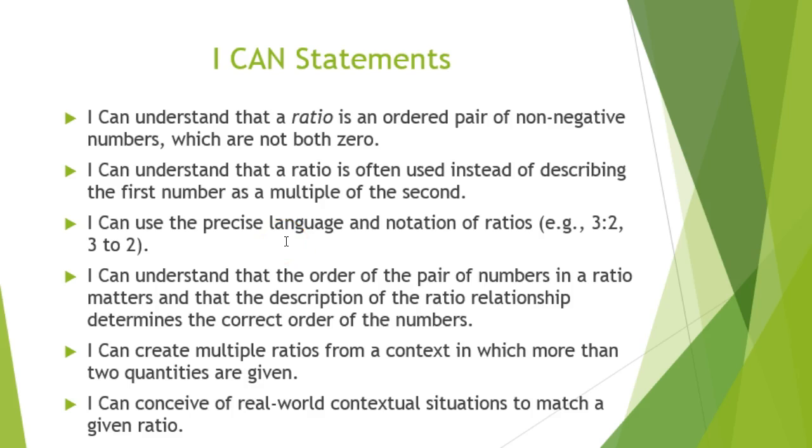I can statements. I can understand that a ratio is an ordered pair of non-negative numbers which are not both zero. I can understand that a ratio is often used instead of describing the first number as a multiple of the second. I can use the precise language and notation of ratios. I can understand that the order of the pairs of numbers in the ratio matters, and that the description of the ratio relationship determines the correct order of the numbers.